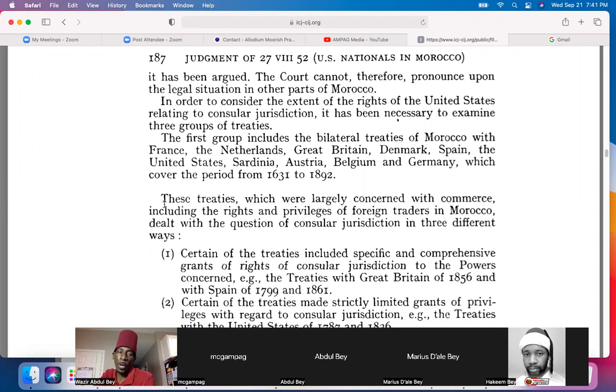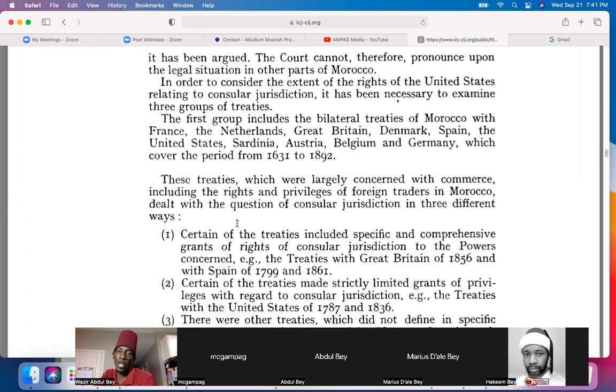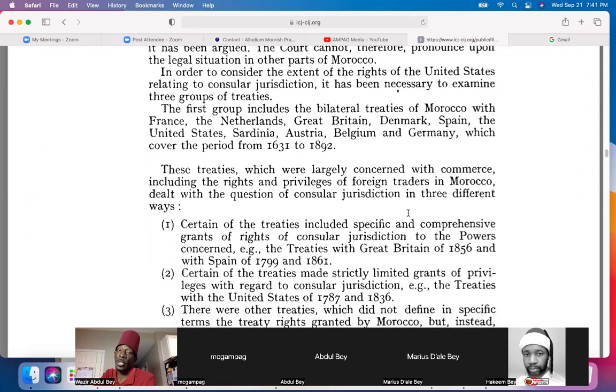All right, continuing on. These treaties, which were largely concerned with commerce, including the rights and privileges of foreign traders in Morocco, dealt with the question of consular jurisdiction in 3 different ways.